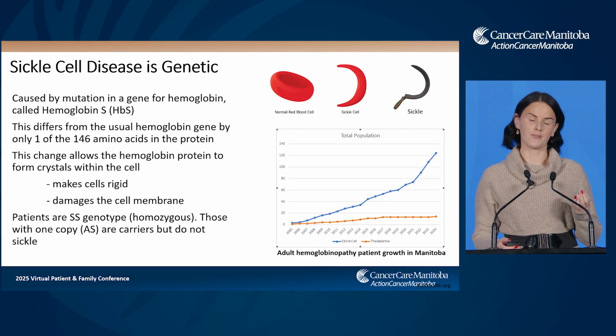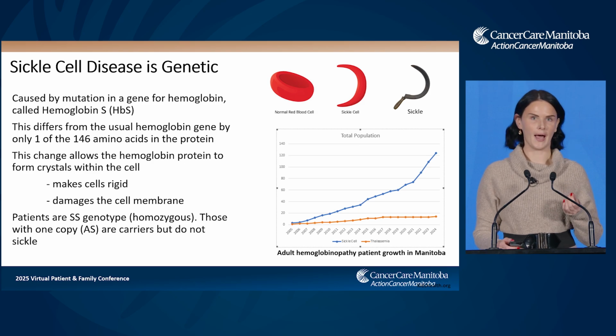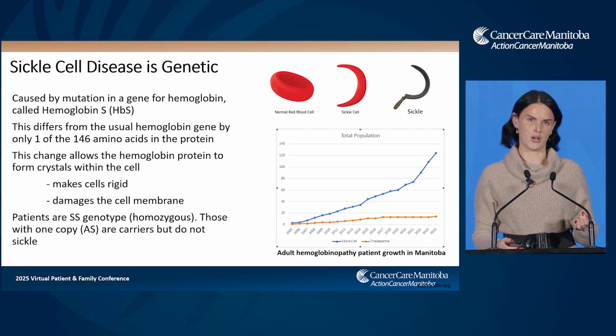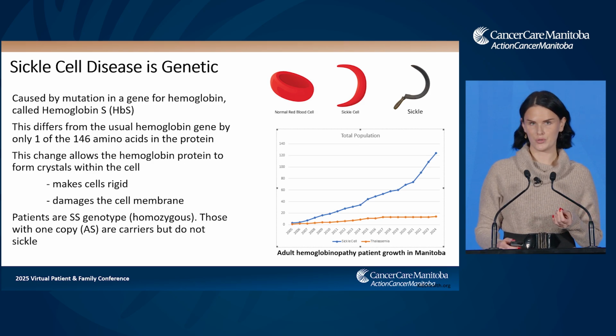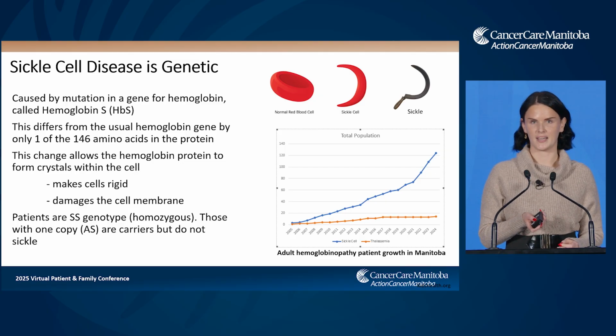Now, if you only have one copy of this gene, you have something known as sickle cell trait. It's important to know you have it because you could pass it on to your children. If you have two copies, then you have sickle cell disease, and that's where things can get complicated.